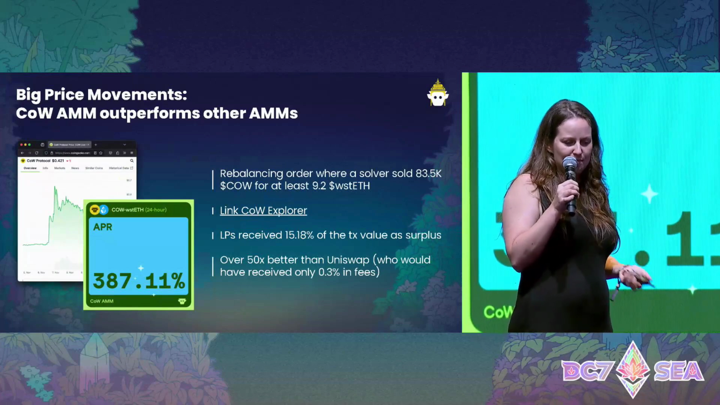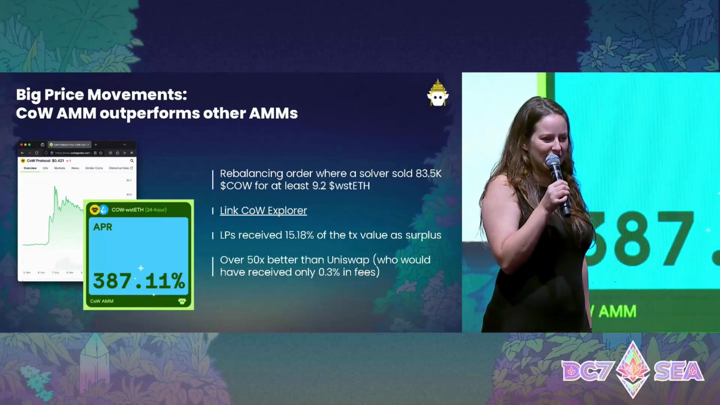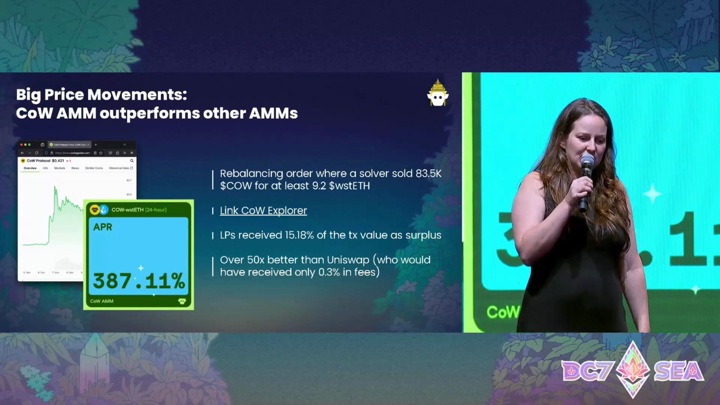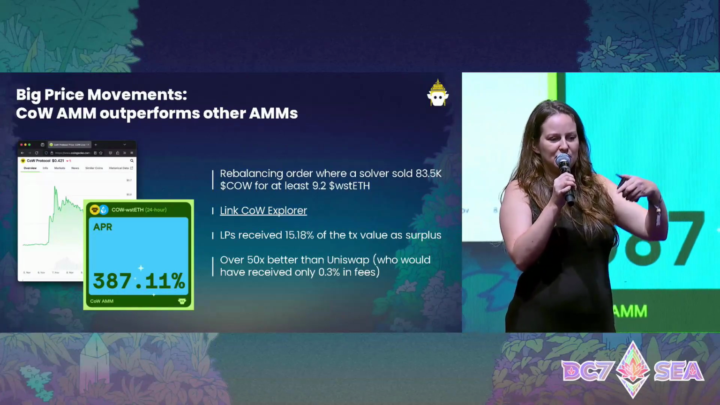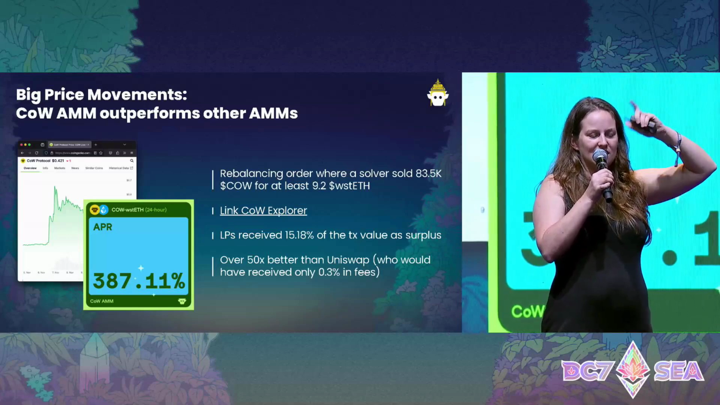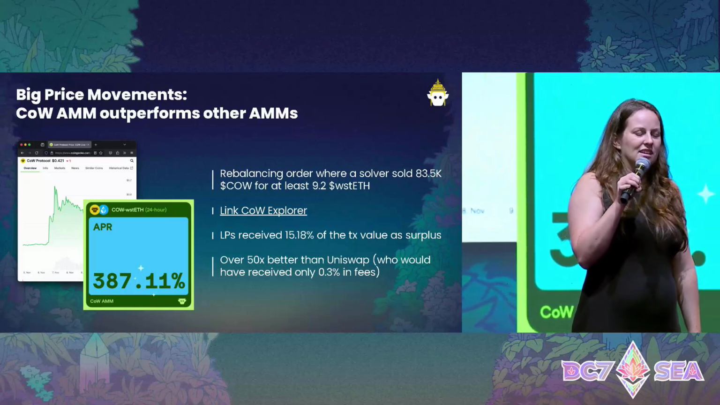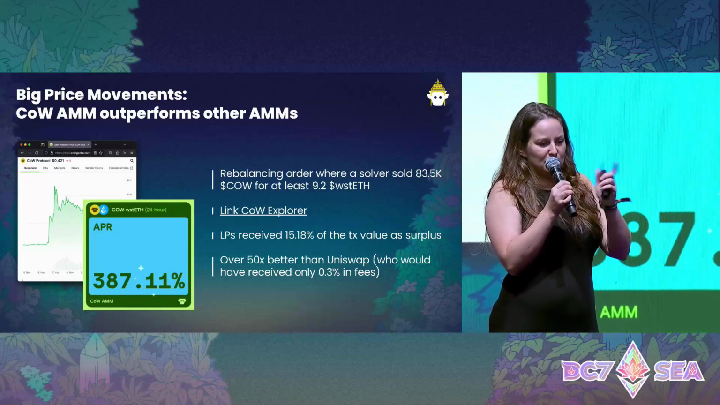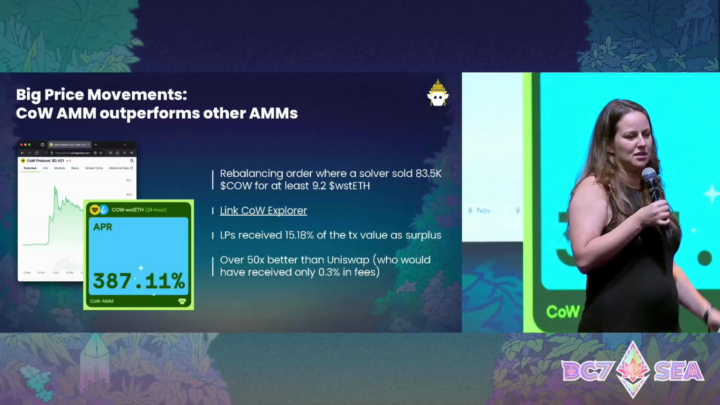Then, to give a second example, just to show this is not a rare occasion, last week the CoW token got listed on Binance, which also led to a really big price jump. And there, even 15% surplus was captured in one single transaction. Again, the price movement obviously happened over a time interval of a few minutes, not in one single block. So there's a bunch of individual rebalancing transactions on CoW AMM, and I just picked here one particularly juicy one. And again, if you compare this to a 0.3% fee on Uniswap, then on this particular trade, CoW AMM outperformed Uniswap by 50 times.